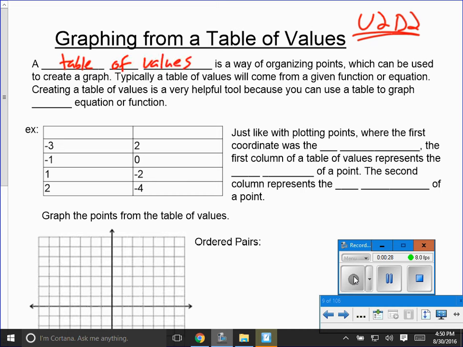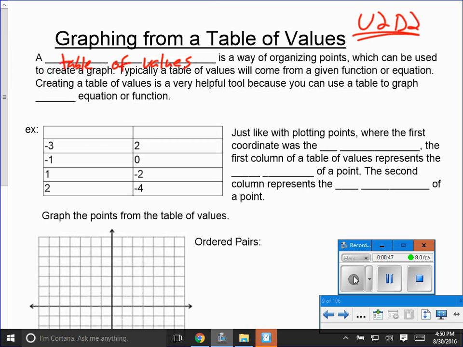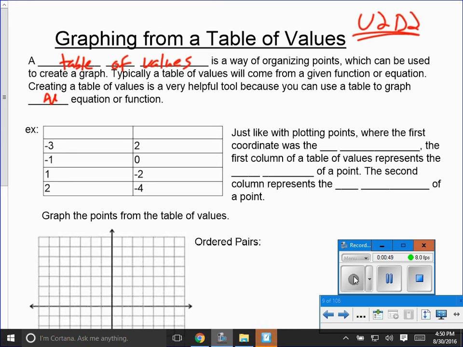So a table of values is a way of organizing points together. We can use this to create a graph. Usually a table of values is going to come from a certain function or equation that's given to you. You might have to plug things in to find pieces of a table of values to fill in different values. The reason we like using this in math is because you can always use a table to graph any equation or function. So regardless of what kind of equation or function it is, you can always use a table of values to graph it.